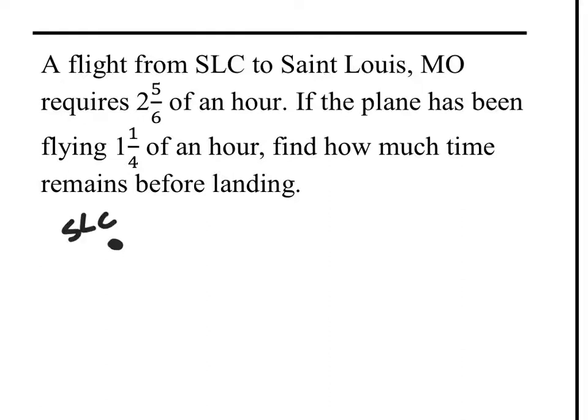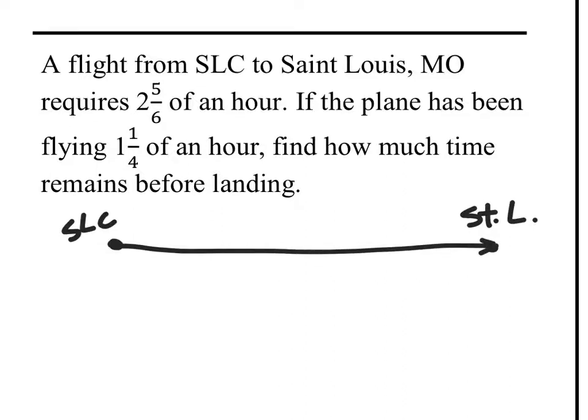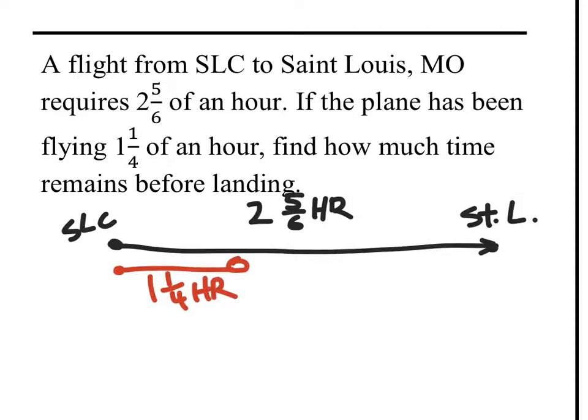So first we're going to start with Salt Lake City, and then over here we've got St. Louis. And we know that the distance here, it's not really distance, but the time for this flight is going to be a full 2 5/6 hours, right? Now, what we have here is the plane, and yes, this circle is going to be the plane. It starts at Salt Lake City, and so far it's gone 1 and a quarter hours, right?